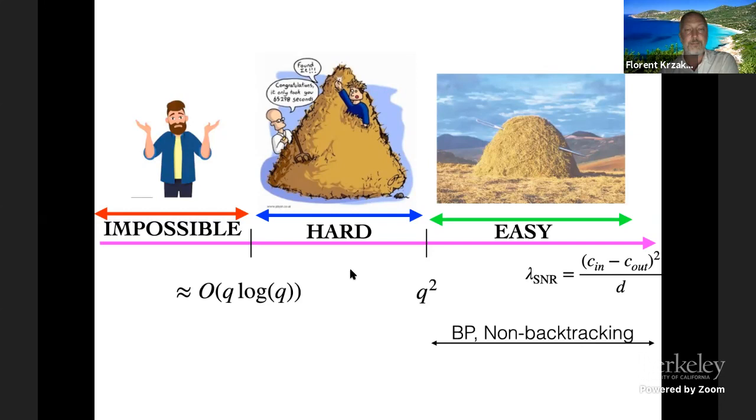Good. So this is an example of an impossible-hard-easy pattern. Here we have a statistical transition where it becomes statistically possible to make a learning, but the computational transition, when it becomes possible in practice, is here. And we have a statistical to computational gap.